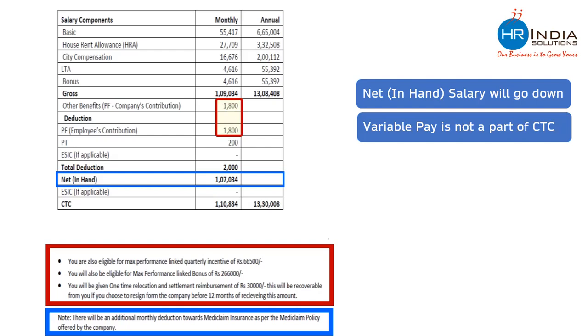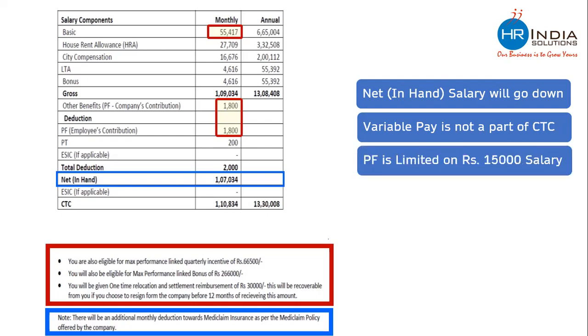If you see, the PF contribution is only 1,800 and the basic salary is 55,000. If you calculate 12 or 13% of basic salary, the amount would be huge. But this company is limiting their contribution on 15, which means PF is limited on 15,000 salary. Company can say that we will pay provident fund till 15,000. Above that, we would not be paying. This is legally correct.